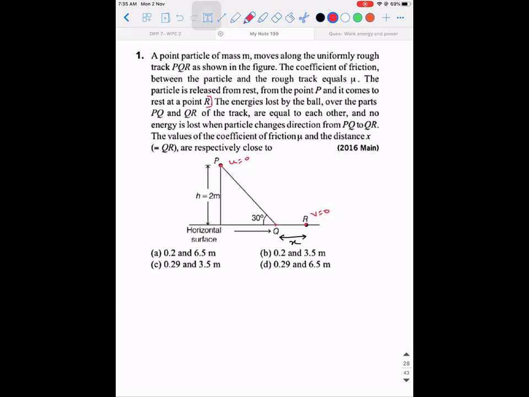Here comes the hint. The energies lost by the ball over the parts PQ and QR of the track are equal to each other. What are they trying to say by this statement? They need not give this, right? They have given this, so that is the hint. This is hint number 1. Let's see if there is any other hint. And no energy is lost when the particle changes its direction from PQ to QR.